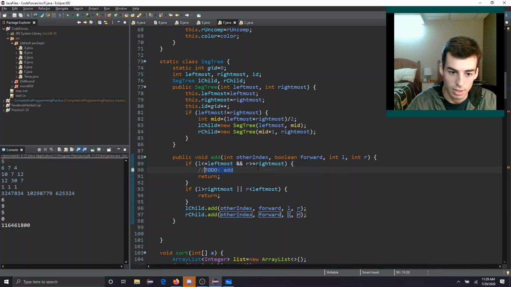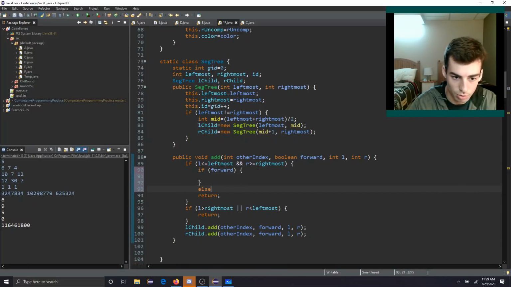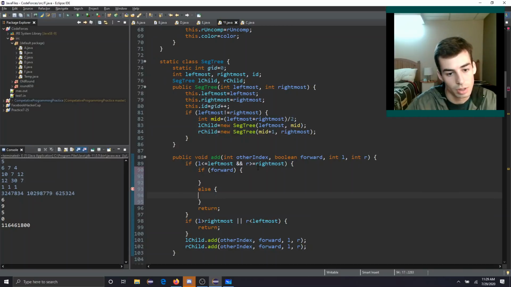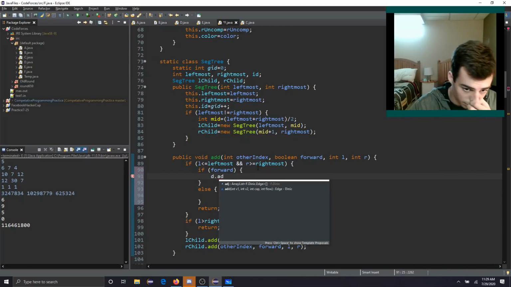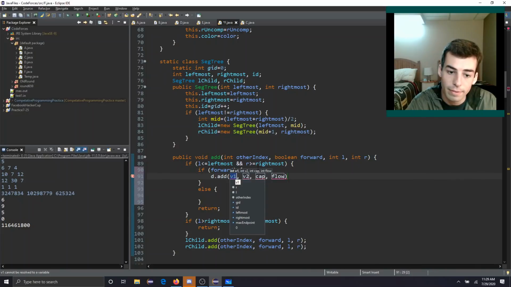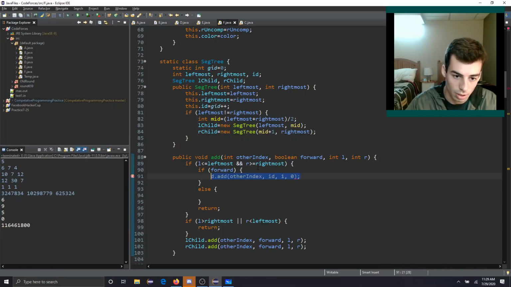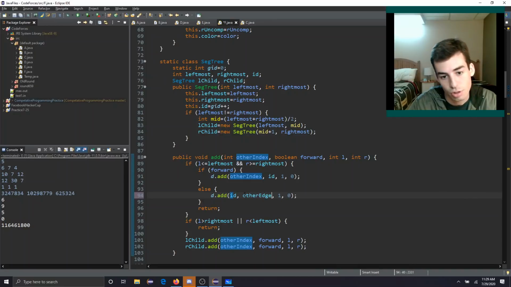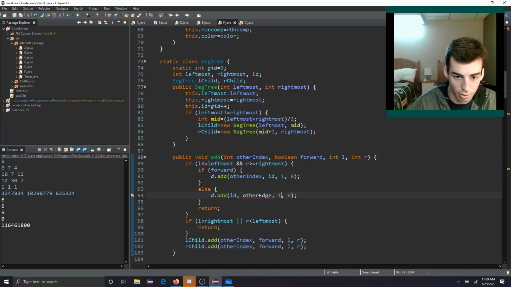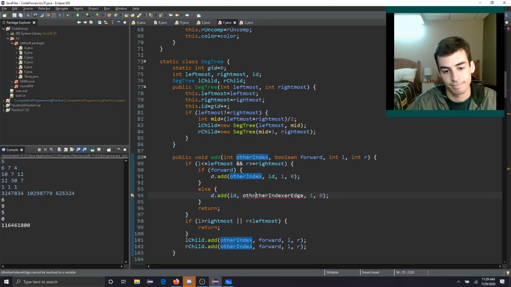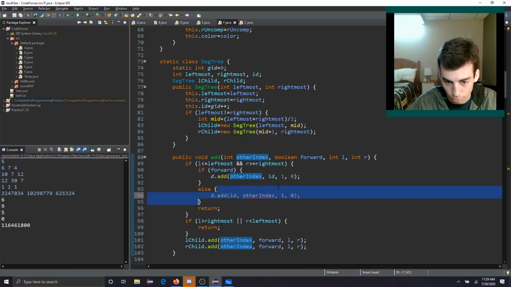All right, how do we add this to our DINIC? So if forward, we do one thing. Otherwise, we want to add the reverse edge. So now d dot add from the other index to ID, capacity 1, flow 0. Otherwise, add the reverse from ID to other index. Okay.